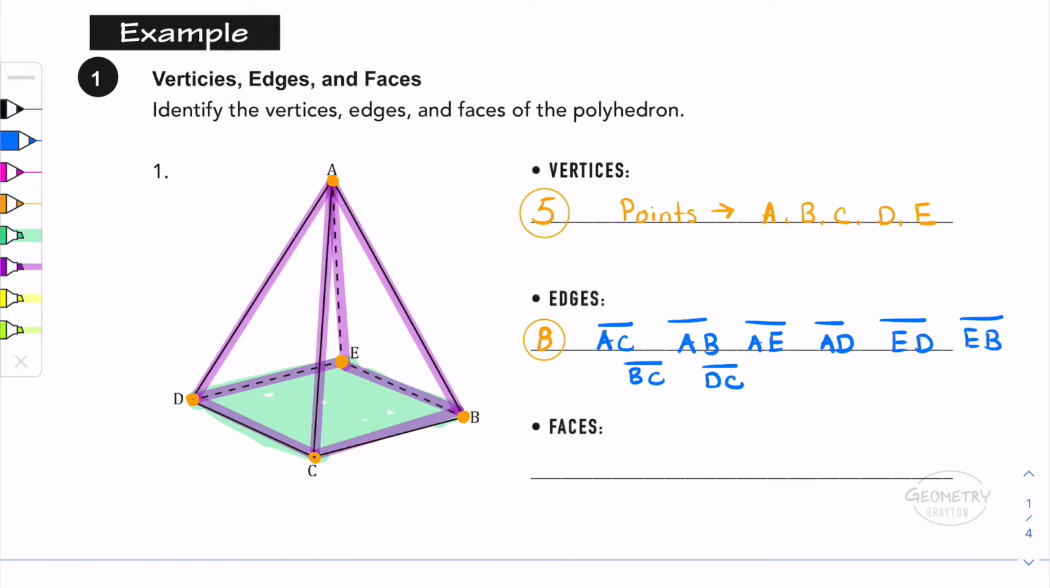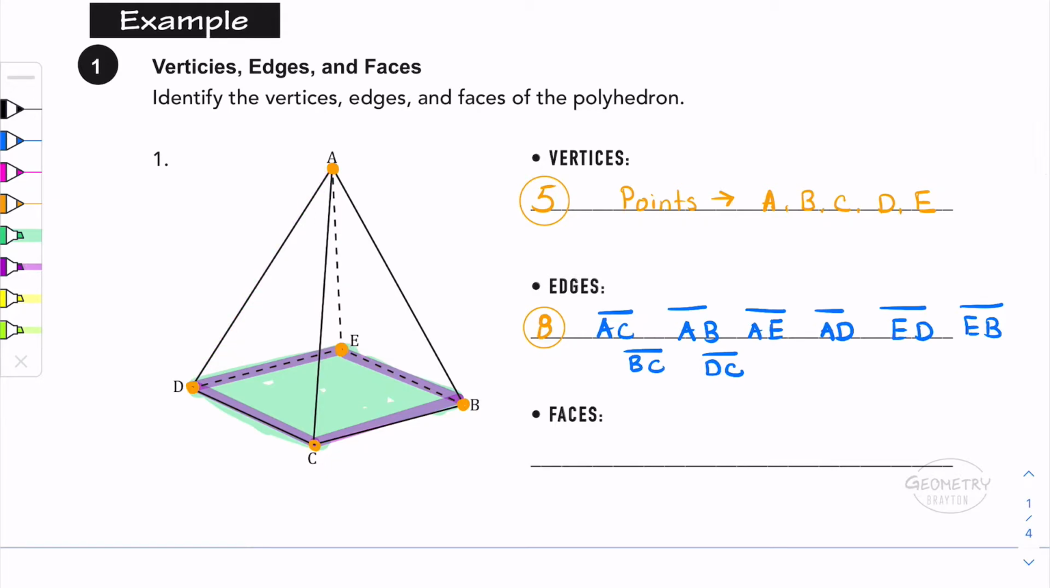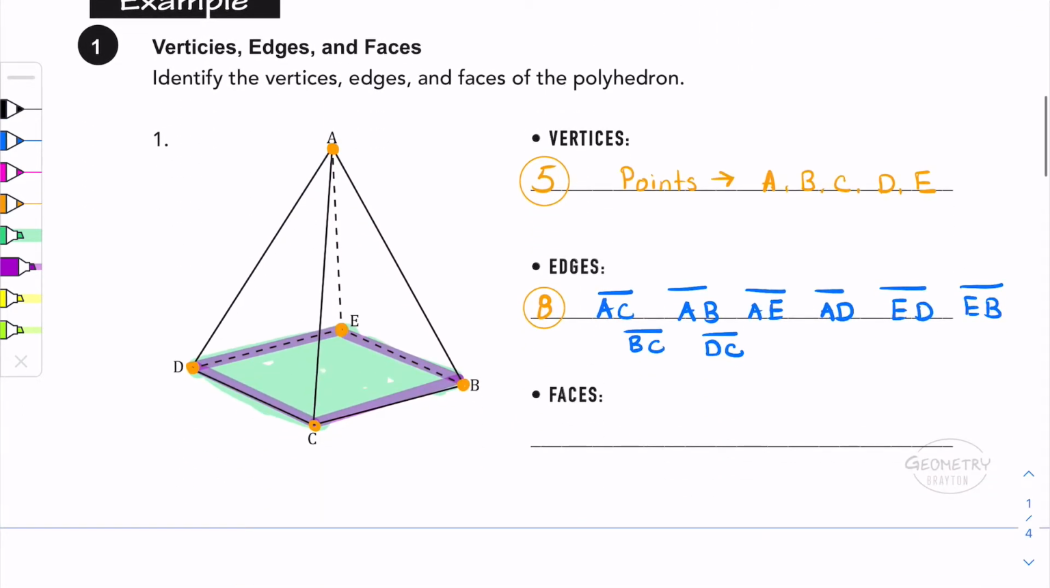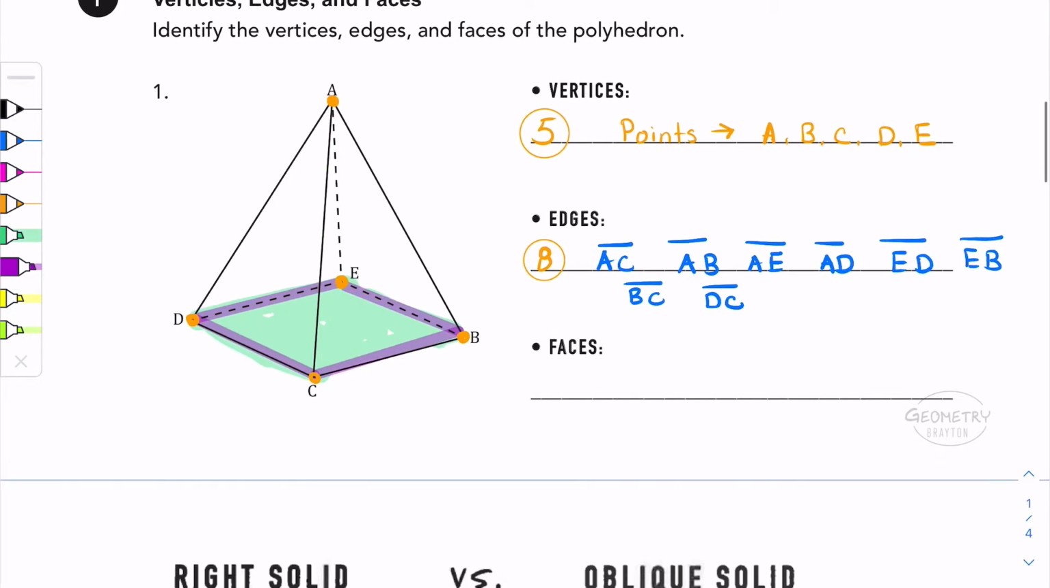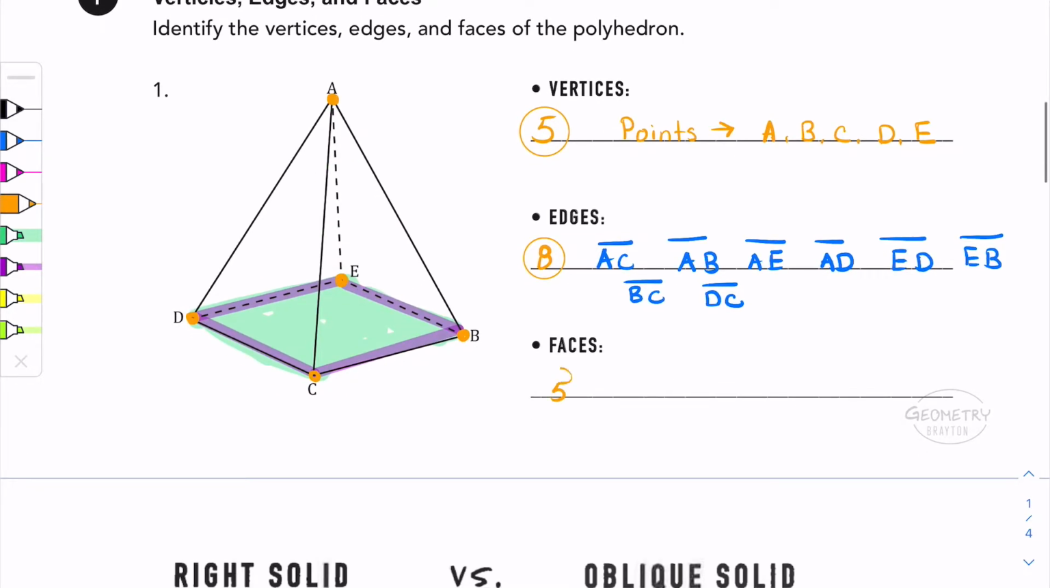Okay, and as far as the faces go, so the faces of this figure, looks like we have the base, which I already highlighted in green. Then we have this side here, which is a triangle. We have this back side, so that makes 3. We have this side here, that's 4. And we have that side, or this front side, which is 5. So we have 5 faces total.